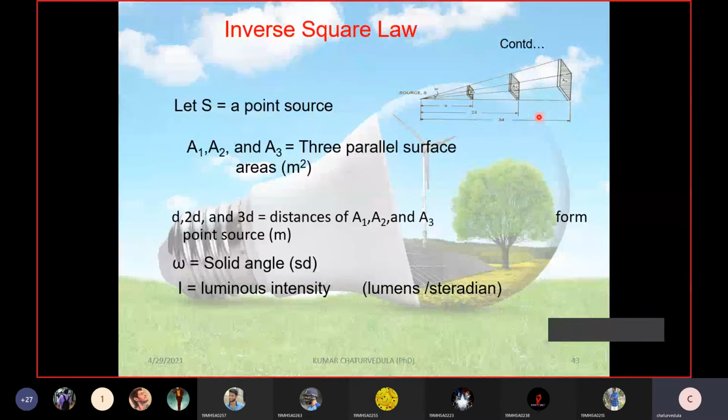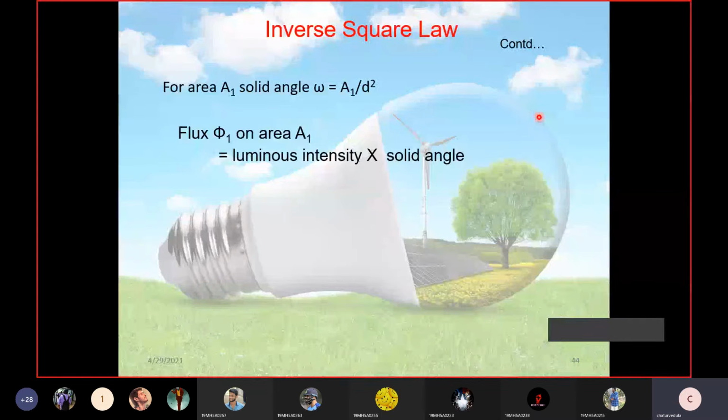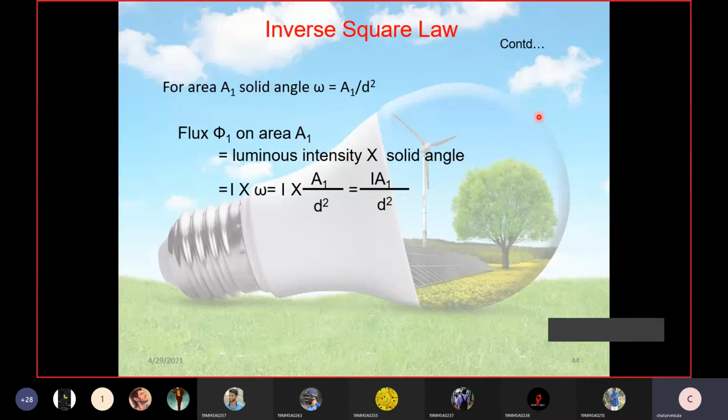You know the solid angle omega is equal to A by d square, as given yesterday. So for surface area A1, the solid angle is A1 by d square. For A2, it is A2 by (2d) square, and for A3, it is A3 by (3d) square. Flux is equal to luminous intensity into solid angle, I into omega. Since omega is A1 by d square, the flux on area A1 is I into A1 by d square.